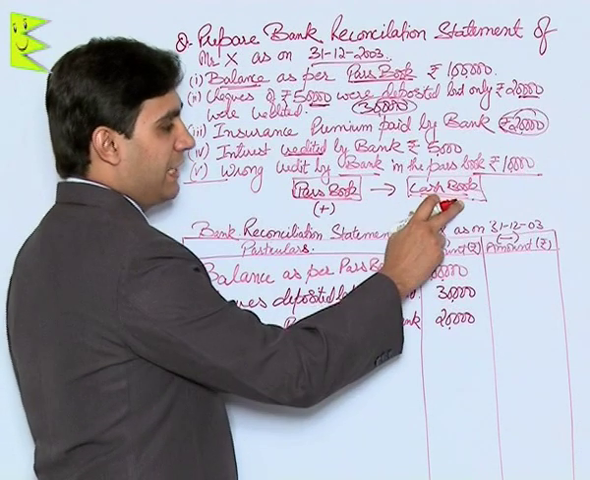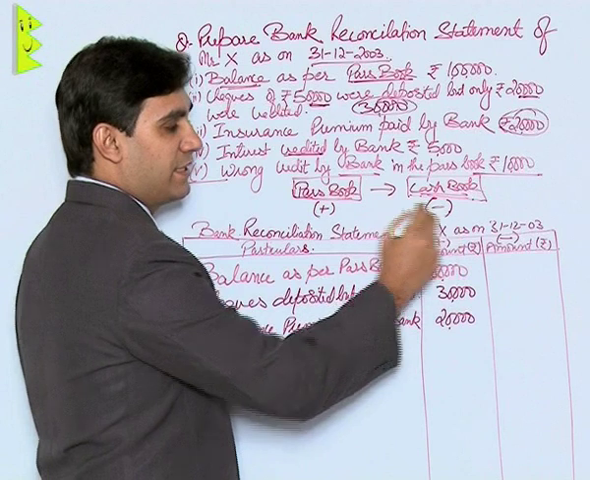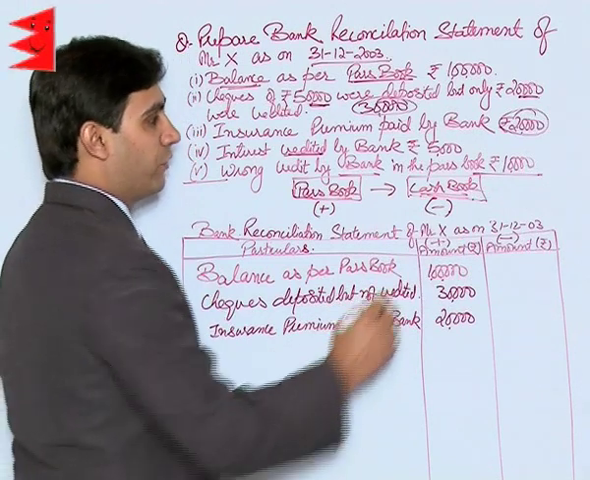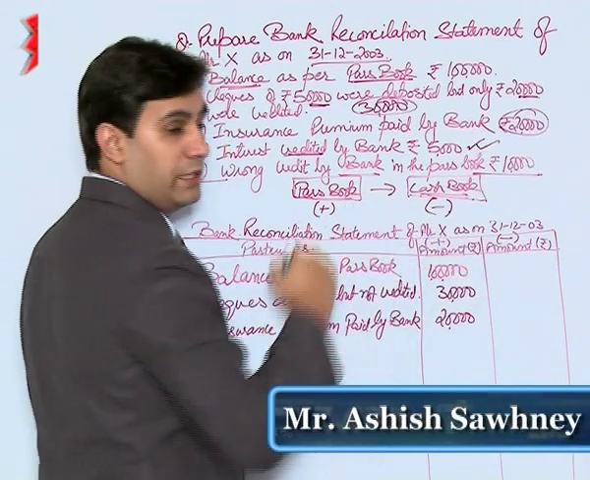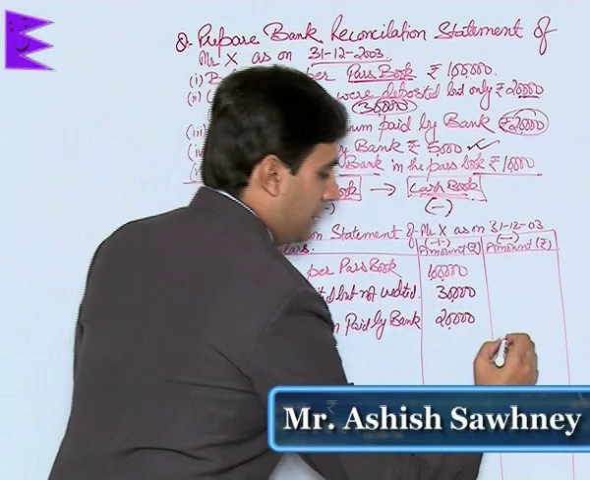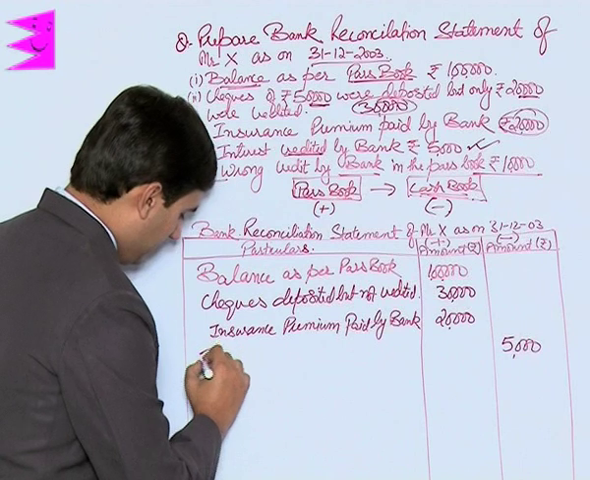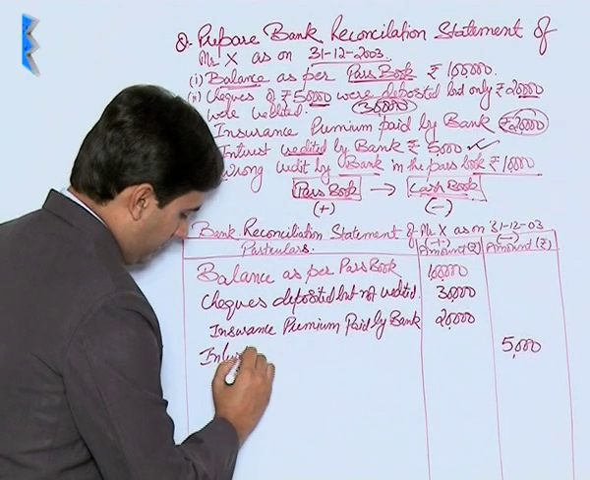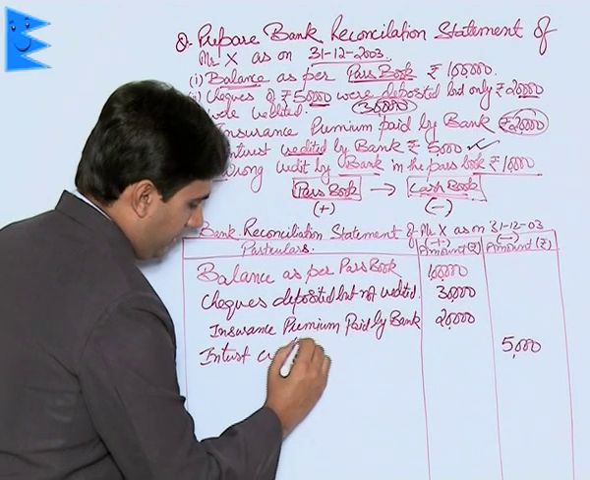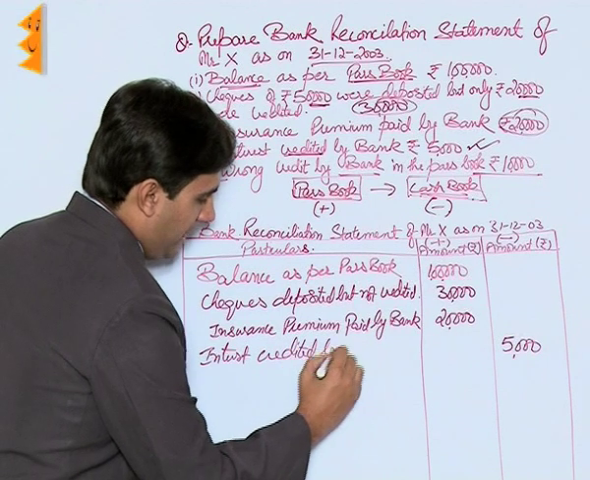Now we are required to find as per cash book, and in this case there is a negative sign. So this amount of rupees 5,000 will appear in the negative column, that is 5,000 in the minus column as interest credited by bank.